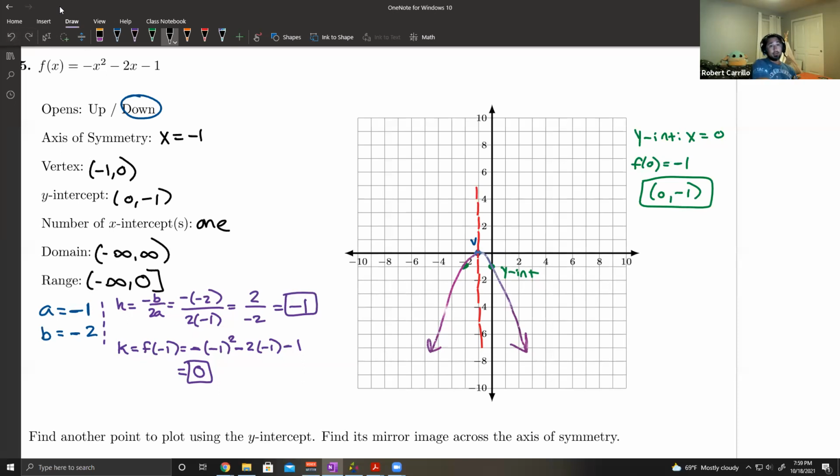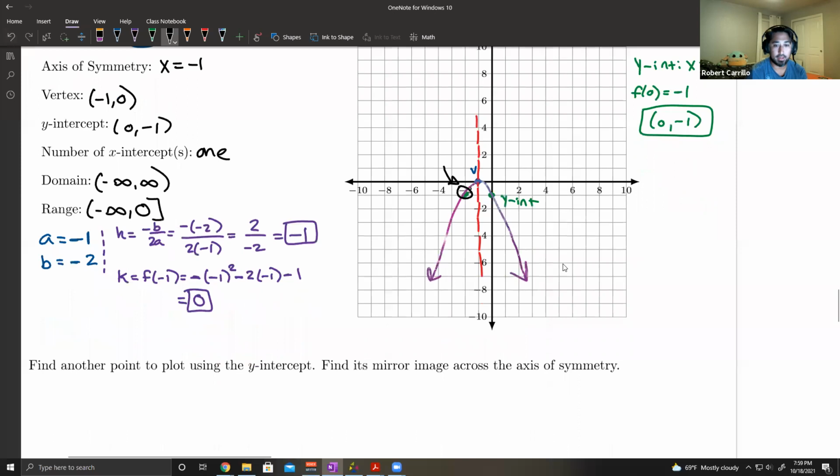All right. Oh, and I think we actually did that last part down there. It says, find another point to plot using the y-intercept. Find its mirror image across the axis of symmetry. Boom. We did it right there already. Okay. Everybody good with that one? I guess I'll label the point. That point is negative 2, negative 1. Cool.